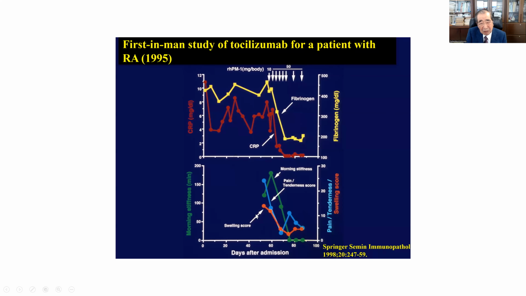And this is one patient: morning stiffness, joint pain and swelling reduced, and C-reactive protein went down to zero, and fibrinogen went down. So the result shows the effectiveness of tocilizumab, Actemra, for the treatment of rheumatoid arthritis.